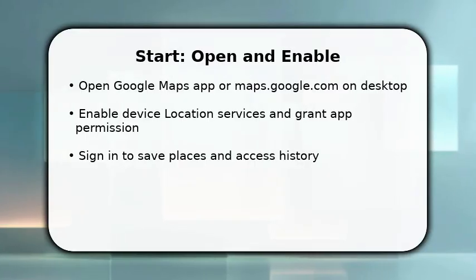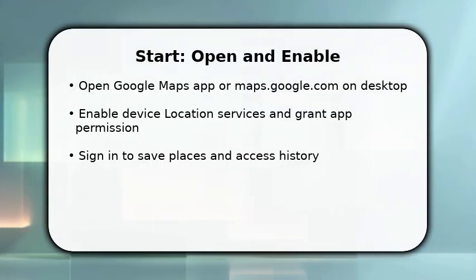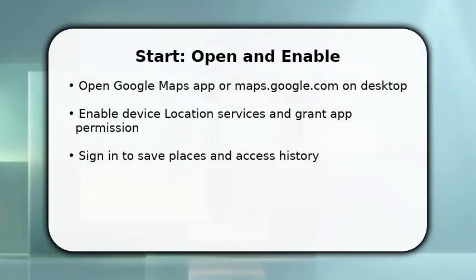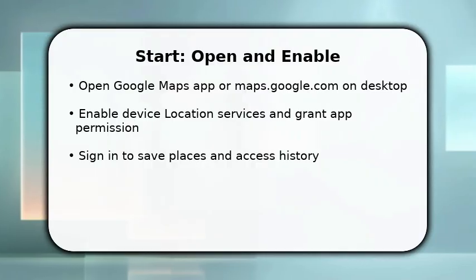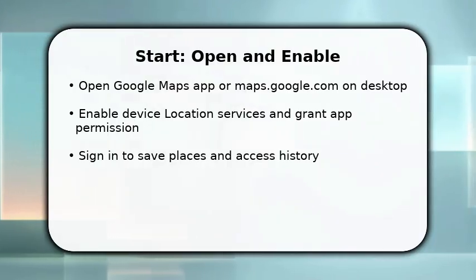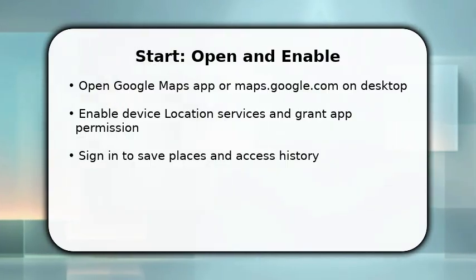You start by opening Google Maps and making sure location is on. This gives real-time positioning. Grant the app permission to use location, then sign in so your saved places sync. Once done, tap the search bar and enter an address, business name, or coordinates. You can also long press the map to drop a pin. Make sure the blue location dot appears. If it does, you're tracking.